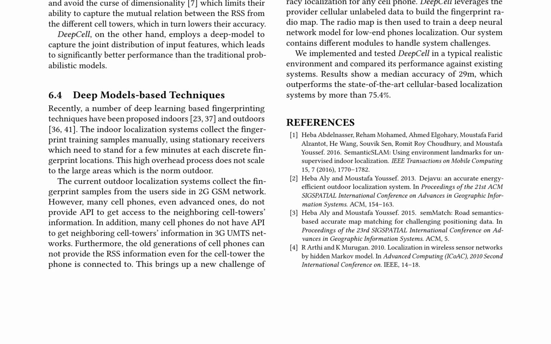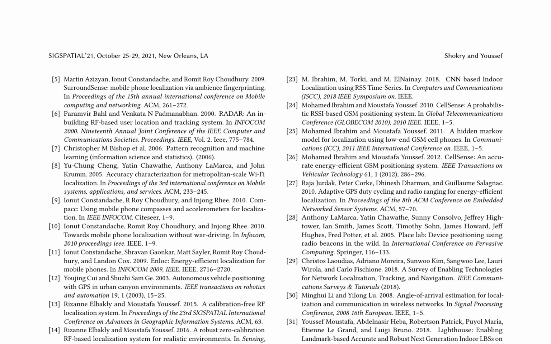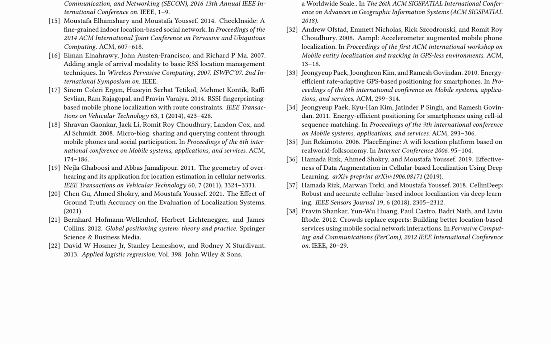DeepCell is a provider-side cellular-based localization system that leverages ubiquitous cellular network coverage to provide high-accuracy localization for any cell phone. It builds a radio map from provider cellular unlabeled data and uses a deep neural network model for localization. The system's design includes provisions to handle system challenges and noise in the input data. It outperforms state-of-the-art cellular-based localization systems by more than 75.4% with a median accuracy of 29 meters.